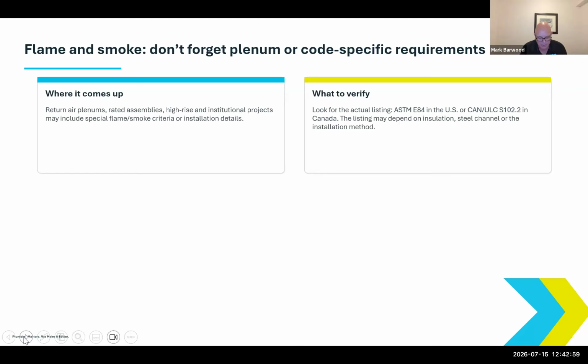S101 talks about fire resistance of an assembly. So it's like a 1 or 2 hour rating, the same way we rate access doors. And S102.2 was a flame and smoke spread. So the 25/50 rating is the S102.2. So in a plenum, you need S102.2, and that's a smoke generation number or certification.